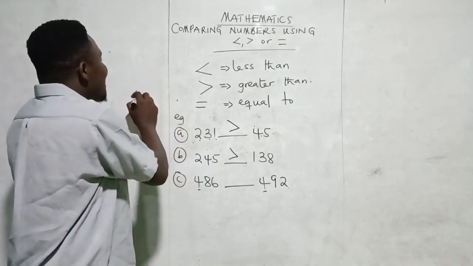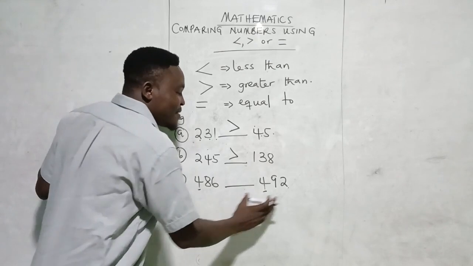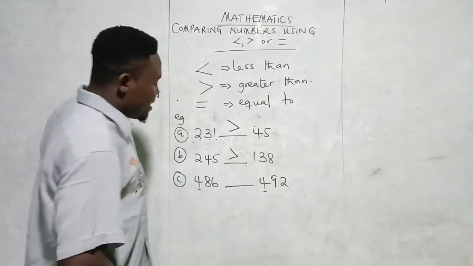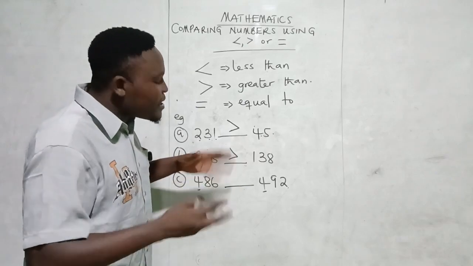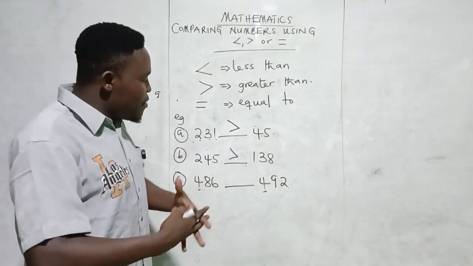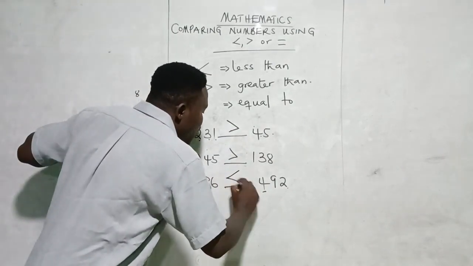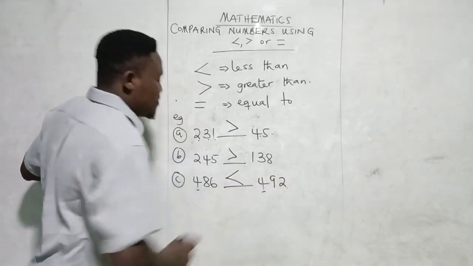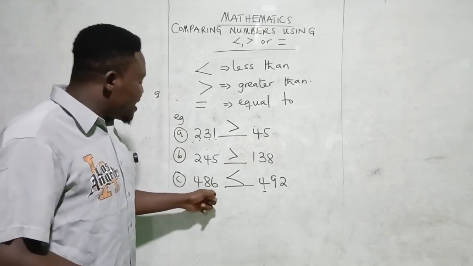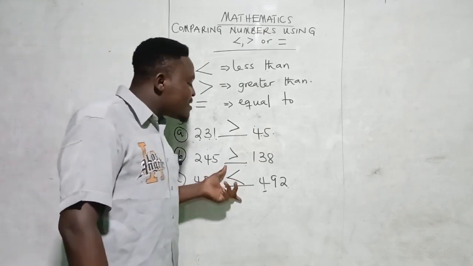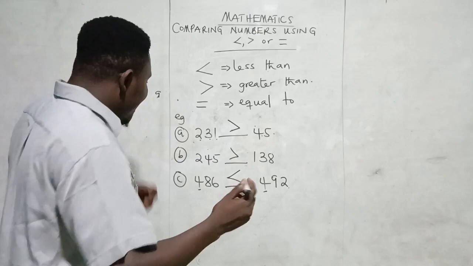So 8 and 9, which one is greater? 9 is greater. So that means that the number on our right side is the greater one. Don't forget, we said always the bigger side of the symbol must face the bigger number. And so this is how this sign, less than, is the sign that fits in. So this one can be read as 486 is less than 492.